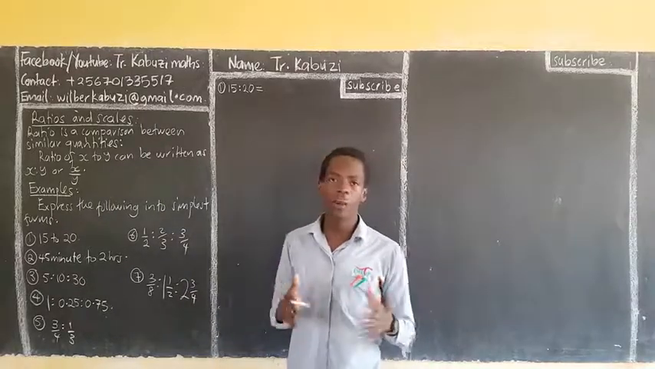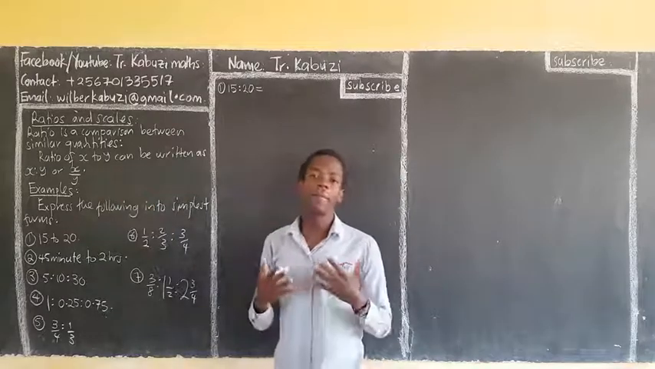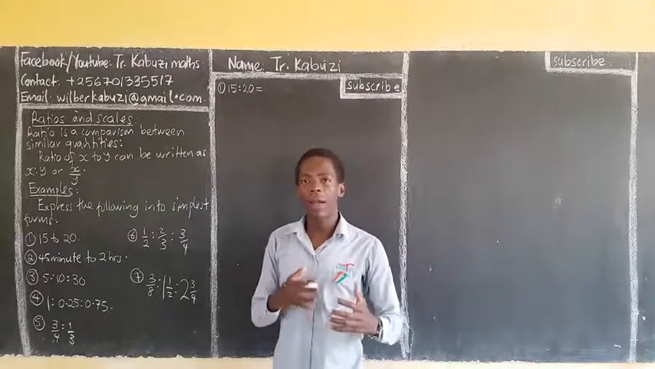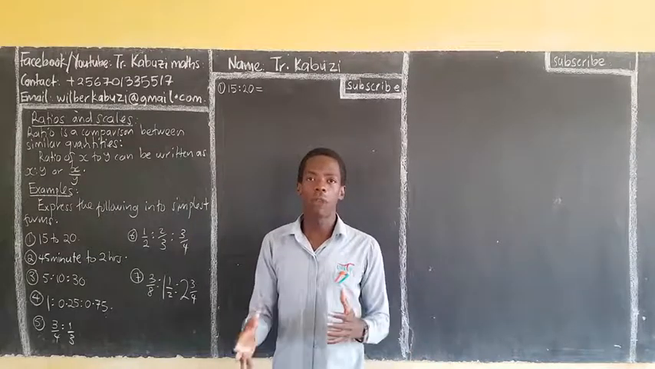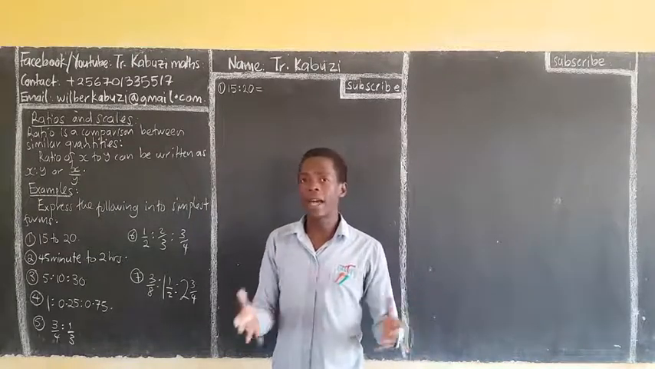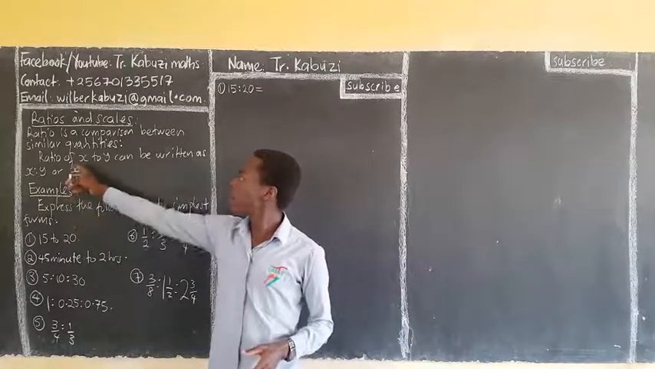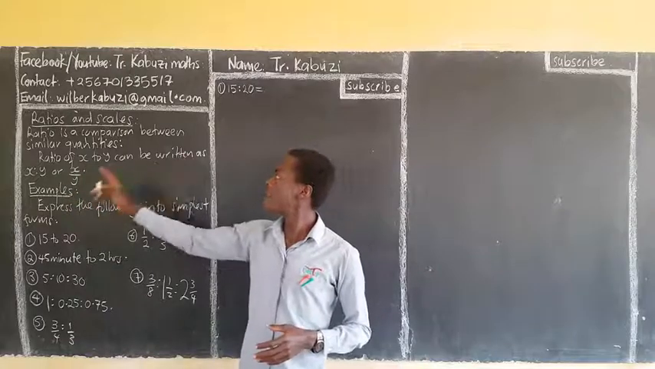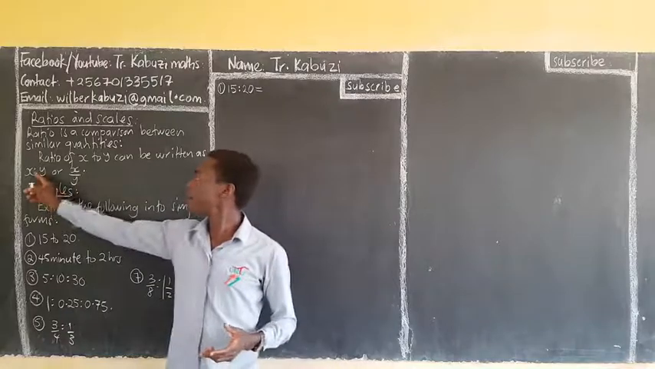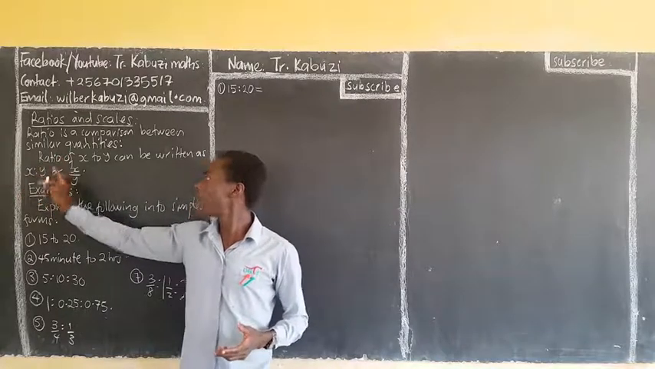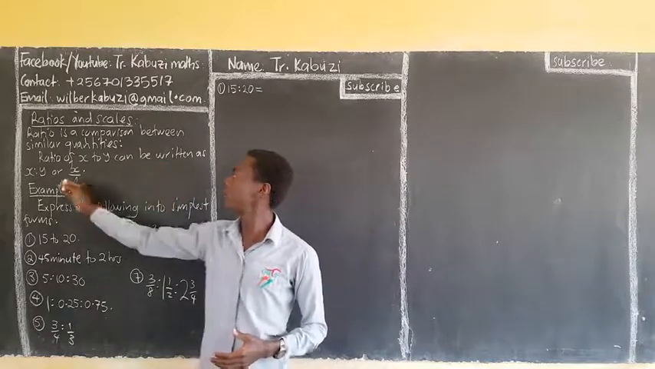Now, what is a ratio first of all? A ratio is a comparison between similar quantities. So we only compare quantities which are similar, say kilograms to kilograms, or grams to kilograms, because you can convert one to another, centimeters to centimeters, and so on. A ratio of x to y can be written as x to y, using the colon, x:y, or x over y. To write the ratio, we write it in this form.